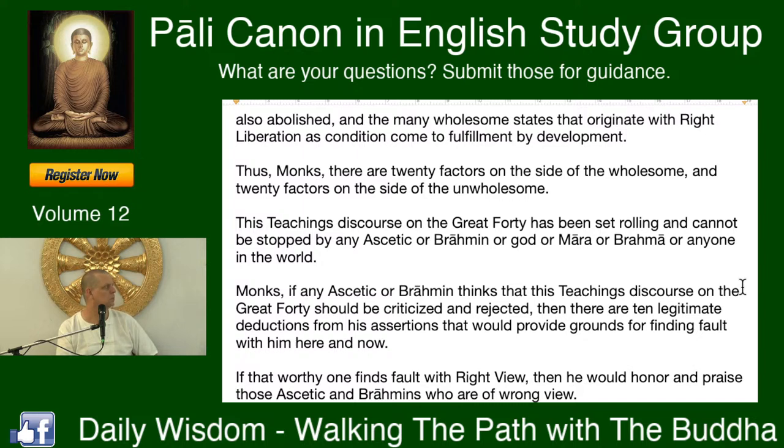Thus, monks, there are 20 factors on the side of the wholesome and 20 factors on the side of the unwholesome. This teaching, the discourse on the Great Forty, has been set rolling and cannot be stopped by any ascetic or Brahmin or god or Mara or Brahma or anyone in the world. Monks, if any ascetic or Brahmin thinks that this teaching, the discourse on the Great Forty, should be criticized and rejected, then there are 10 legitimate deductions from his assertions that would provide grounds for finding fault with him here and now.